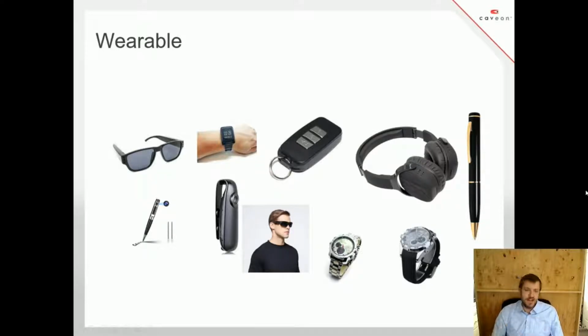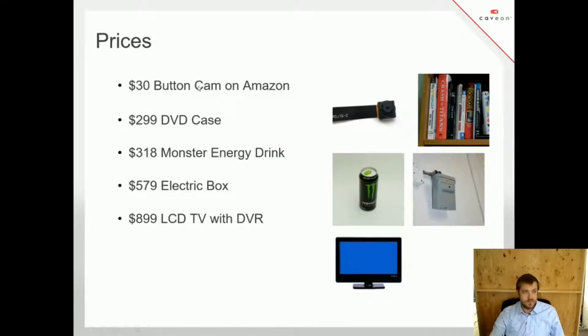So the variety of all types of hidden cameras is very large, and for that reason it makes them very hard to detect. So let's talk about a little bit of price points of most hidden cameras. First, you have the $30 button cam. This you can just get off Amazon, arrives in 2 days. Very simple. Then for more advanced, there's a $2.99 DVD case. In this case, it is this one right here, this black one. In the middle of the case is a hidden camera.